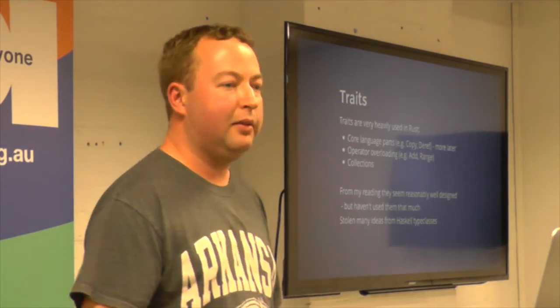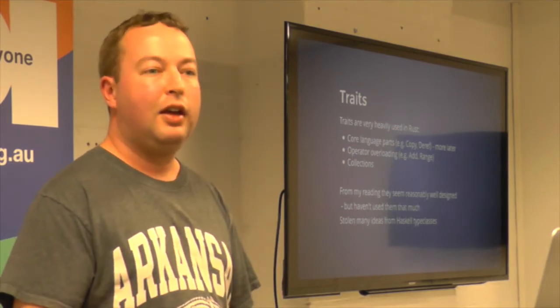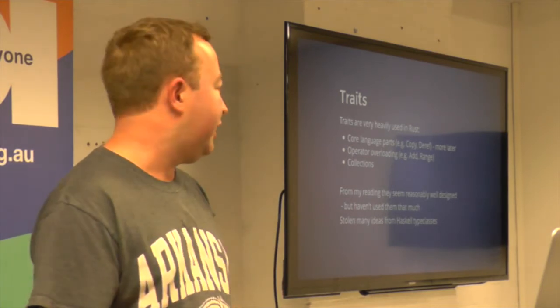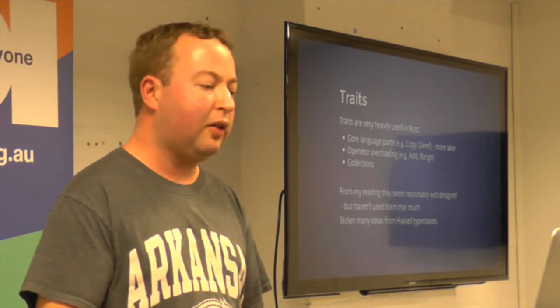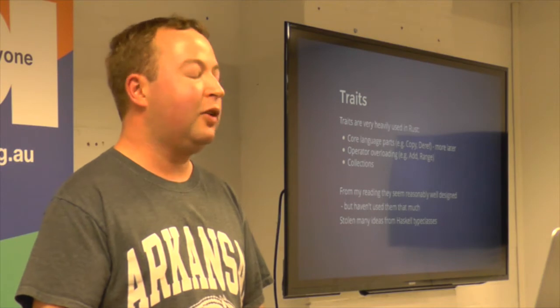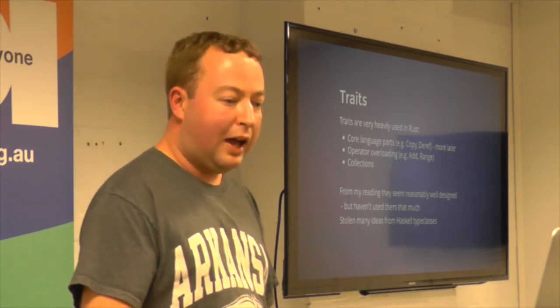I haven't used them a whole lot myself. I've obviously used things that implement these traits, but I haven't really done enough in Rust to implement them myself and use them that way. But they seem reasonably well designed, mostly because a lot of their good ideas have been stolen from Haskell. So the developers have come along and gone, yeah, Haskell does type classes as well, so let's just borrow all of their ideas.